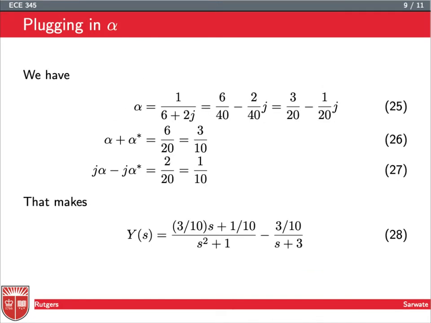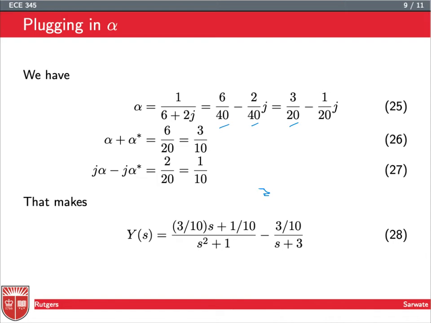Okay, so what is this magical alpha? It was 1 over 6 plus 2j. So now we have to multiply by 1 over 6 minus 2j, top and bottom. So we get 6 minus 2j, and we see that this magnitude squared is going to be 6 squared plus 2 squared, which is 36 plus 4, equal to 40. So we're going to get 6 over 40 minus 2 over 40, so that's 3/20 minus 1/20 j.